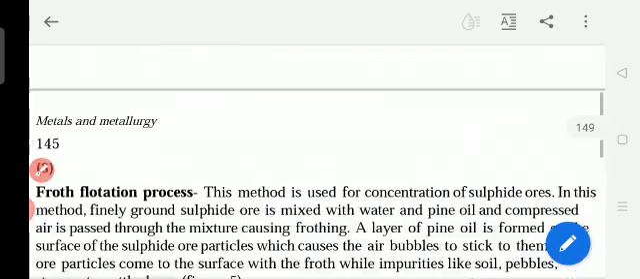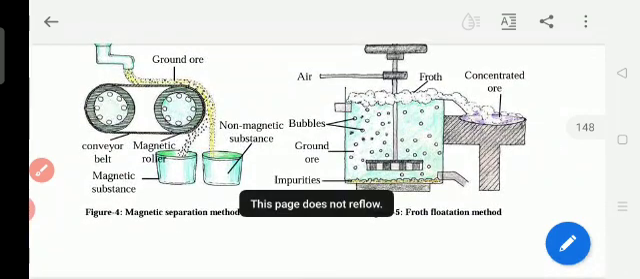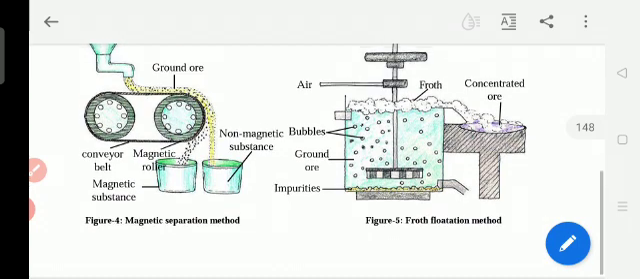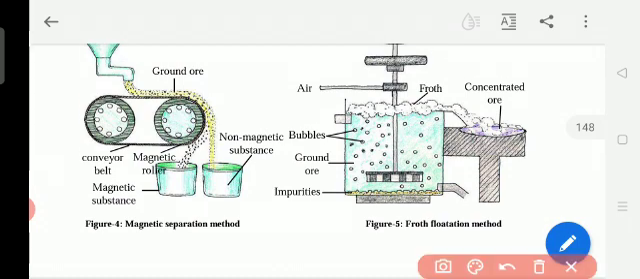Now, the froth flotation method, by looking at the picture we will see. Pebbles means small stones. The ground ore is the powder, so all these are the ground ore. Impurities settle down, and when the air is sent through this, some oily materials and dirty materials will be removed from this. So this is the froth flotation method.